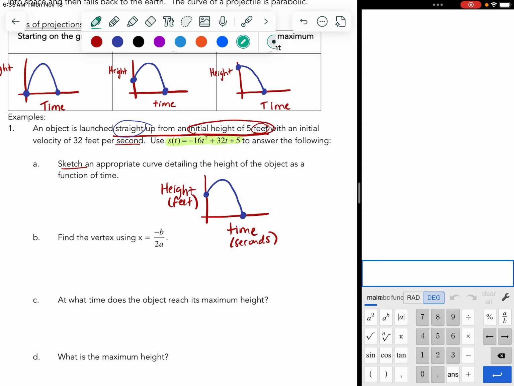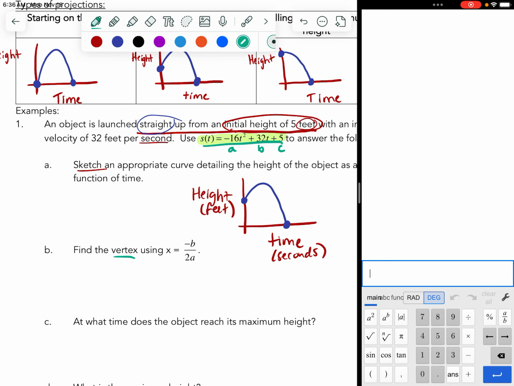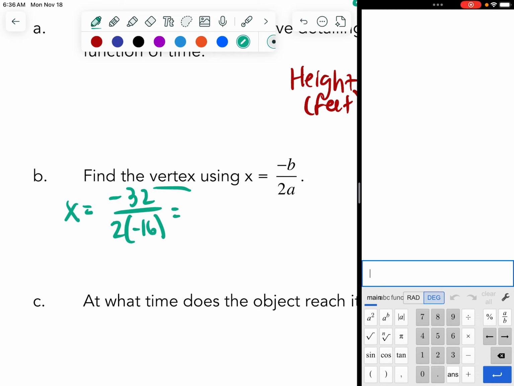The second part is asking for the vertex. This goes back to what we were doing last week, 2 weeks ago. You have something in standard form, right? Here's your function. It says find the vertex using x equals opposite of b over 2a. If you want to, write your a, your b, your c on your function. Opposite of b would be negative 32 over 2 times a. Now a is negative 16. If you guys haven't already opened or grabbed a calculator, please do that now.